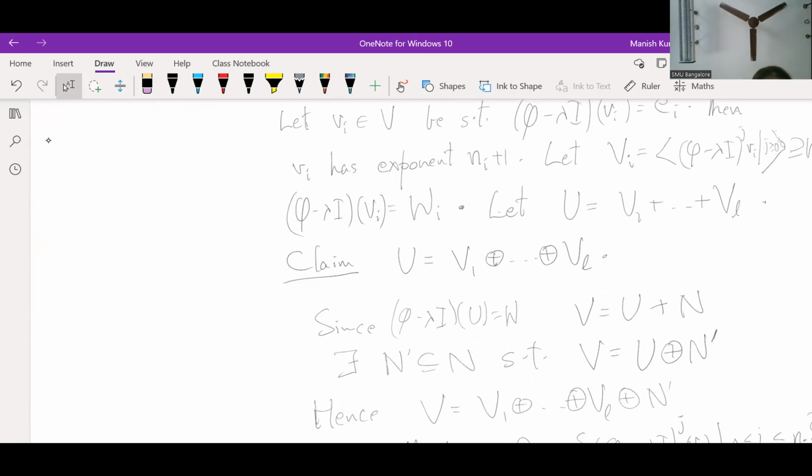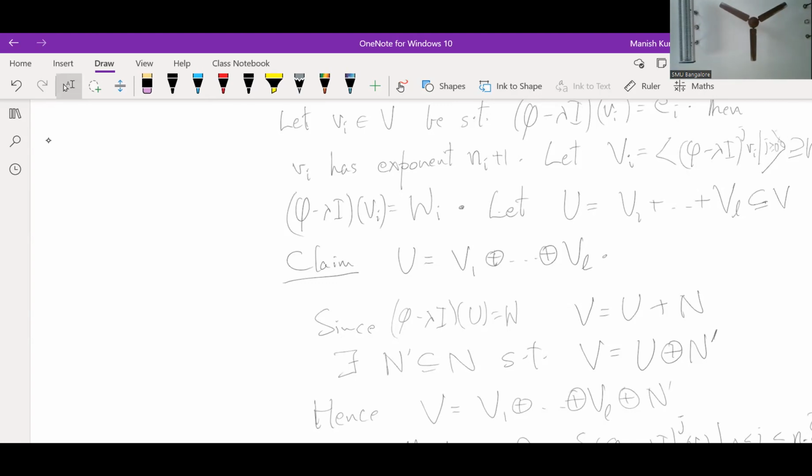So suppose we have proved U is the direct sum of V1 to VL. We already know that the Vi's are phi-invariant subspaces, but U need not be the whole of V. U is still a subspace of V, so maybe one should think of it as a subspace of V.